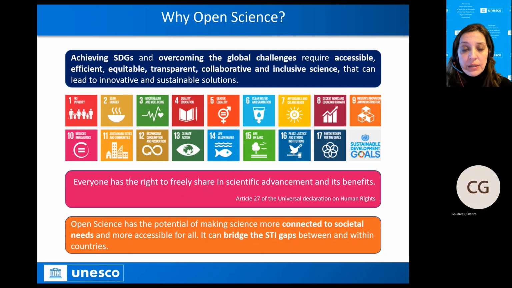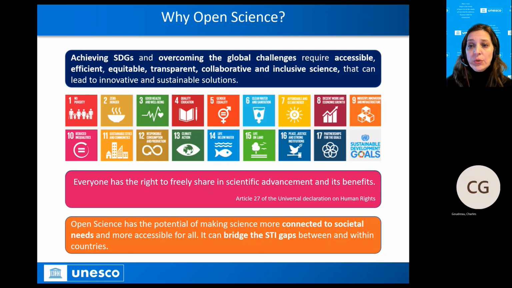But what we have seen in the past few years is that to achieve these very complex and interconnected Sustainable Development Goals and to overcome these global challenges also requires science that is more accessible, more efficient, more equitable, more transparent, more collaborative and inclusive, and also science that is much more connected to society, the needs in society, and to innovation and sustainable solutions.